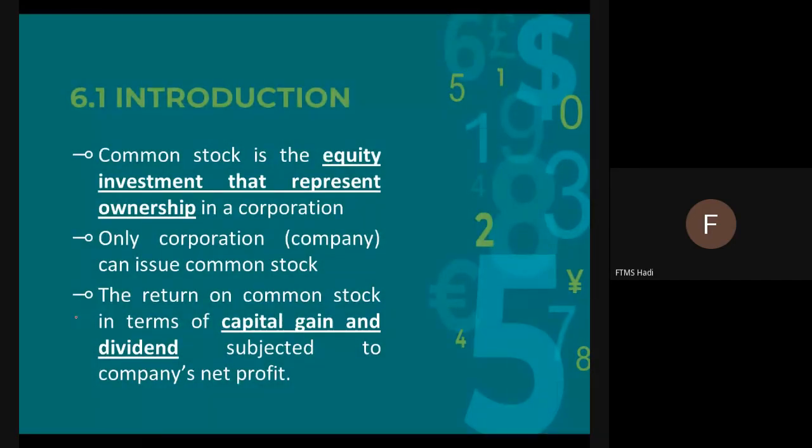Let's have a look at the introduction. Common stock is the equity investment that represents ownership. The keyword here is ownership. If you invest in shares of a company, you are considered an owner of the company. Let's say I'm purchasing shares from Astro. That means I become a part owner of Astro. I become an owner as well, just a minor owner or major owner in a company. So the investment is made through equity, that means buying and selling shares.